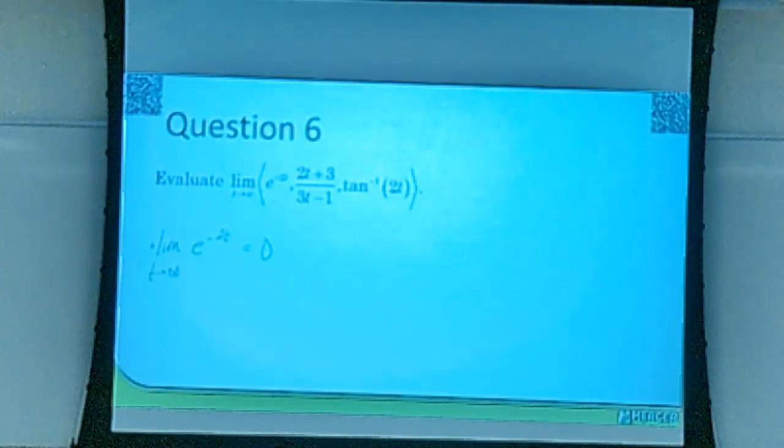Again, you could do a change of variable. Let x be e to the 2t, which would require another change of variable. But the idea is, what does e to the 2t do as t goes to infinity? It just grows without bound, it's 1 over that, which means it shrinks to 0.